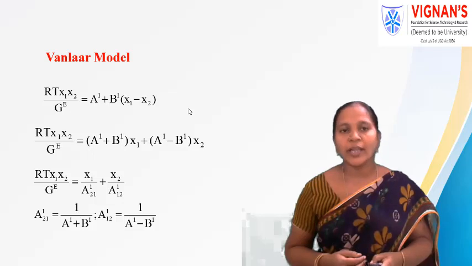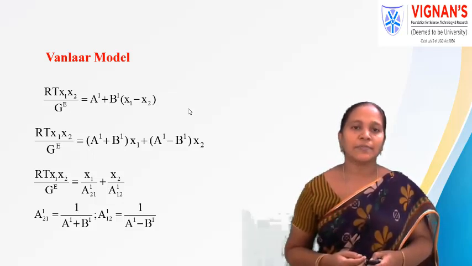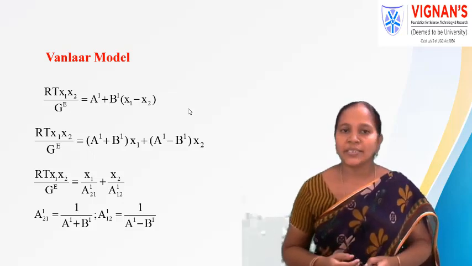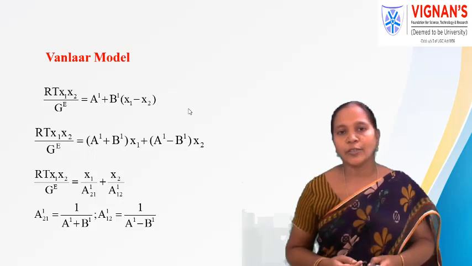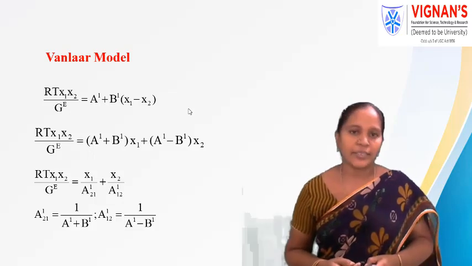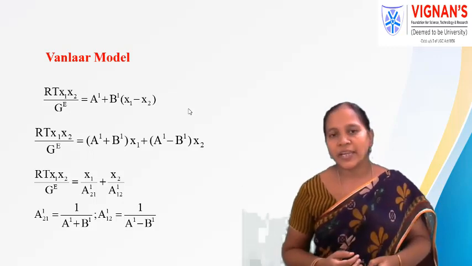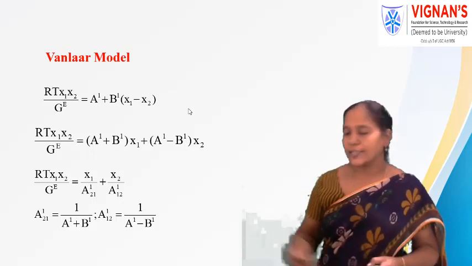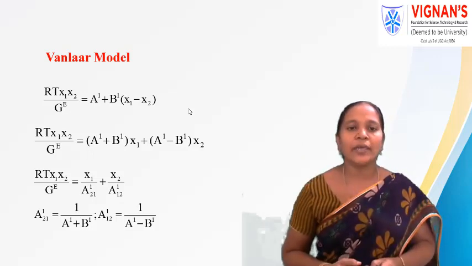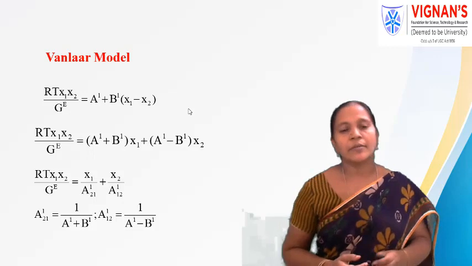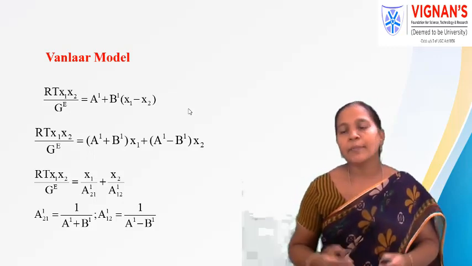Here in this model, RT x1 x2 by G is equal to A dash plus B dash into x1 minus x2. Just multiply A dash plus B dash into x1 x2. Therefore, A dash plus B dash into x1 plus A dash minus B dash into x2 here. Let A21 dash be equal to 1 by (A dash plus B dash), and A12 dash equal to 1 by (A dash minus B dash).